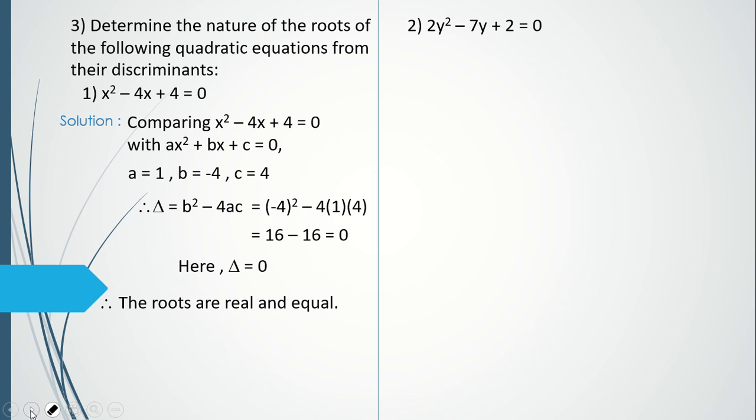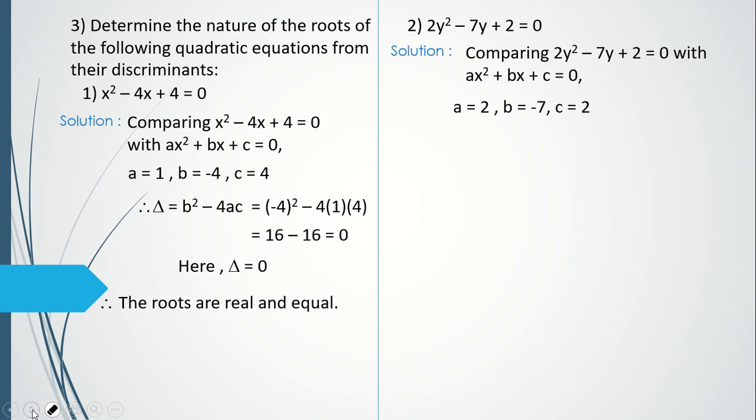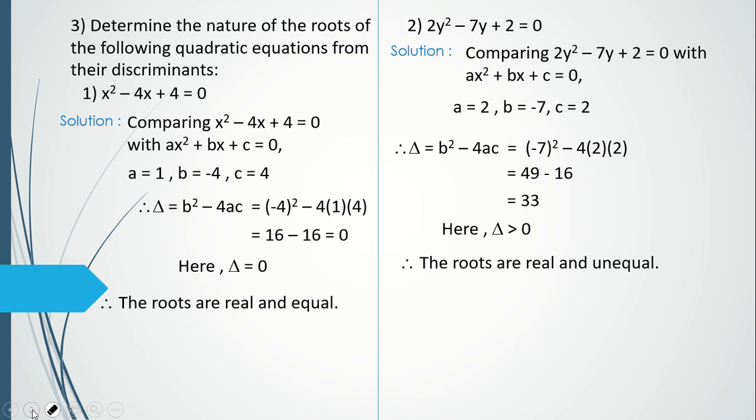In the next one, again find out what is b square minus 4ac, comparing with ax square plus bx plus c is equal to 0. So you got delta greater than 0 in this case. So the roots are going to be real and unequal.